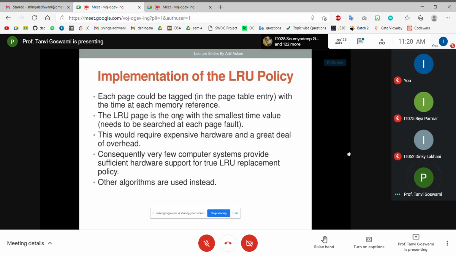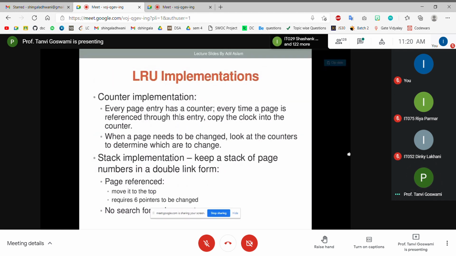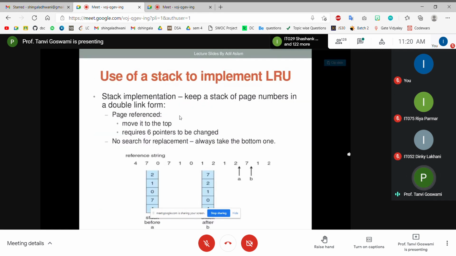Okay, so that is about FIFO, optimal and LRU. The second thing which is very much important is the use of a stack to implement the LRU algorithm. If you want to implement the least recently used algorithm using a stack, note that not all algorithms can be implemented using a stack, but there is a rule.